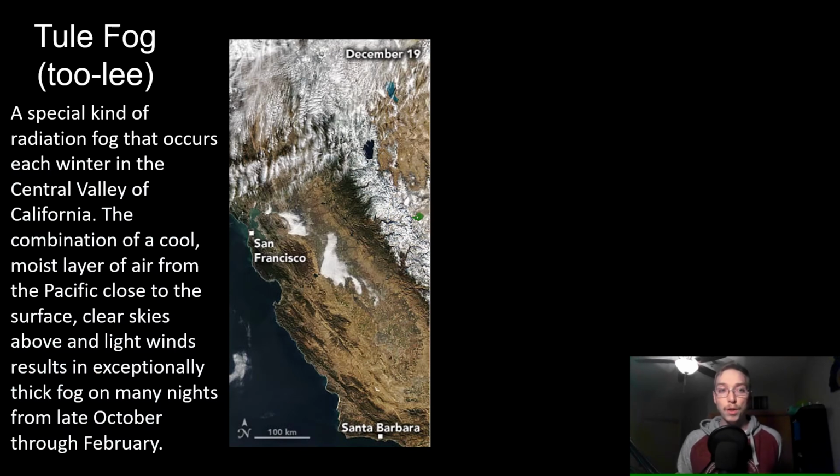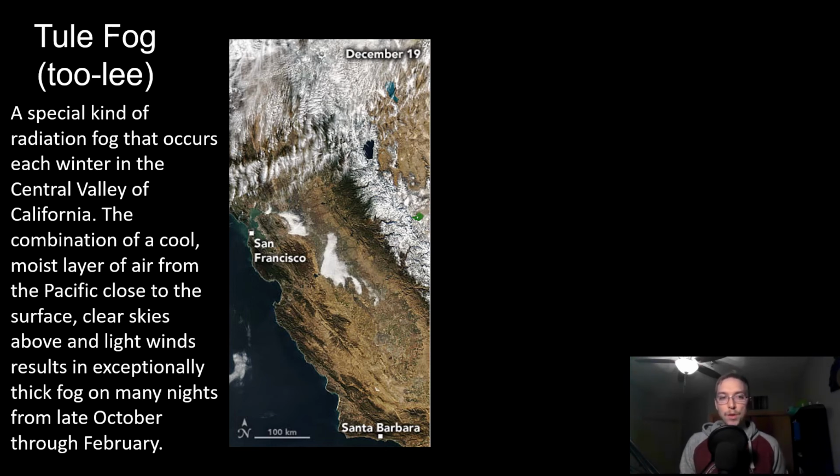Another one is called Tule fog. This is a special type of radiation fog that occurs each winter in the Central Valley of California. We can see it starting here on December 19th of this year.